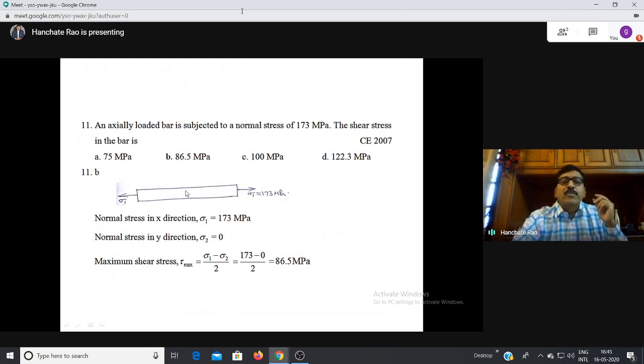Shear stress is (sigma 1 minus sigma 2) by 2. So here sigma 2 is not there, so it is sigma 1 by 2. So 173 by 2, 86.5 megapascals is the answer.